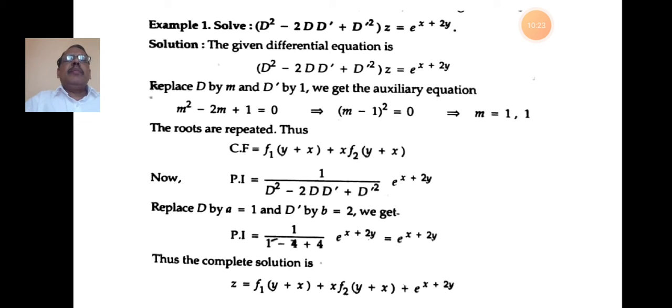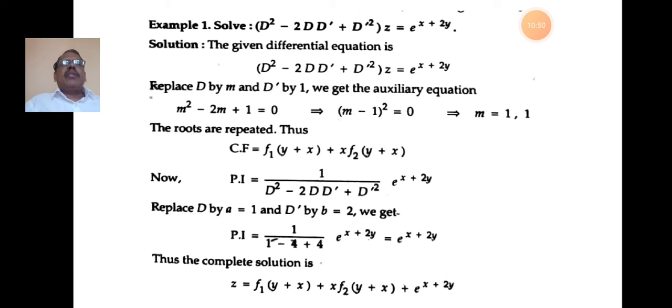Here you replace D by m and D' by 1. So the auxiliary equation is m square minus 2m plus 1 is equal to 0, or (m minus 1) whole square is equal to 0. m is equal to 1, 1. You observe that the roots are repeated roots or equal roots.